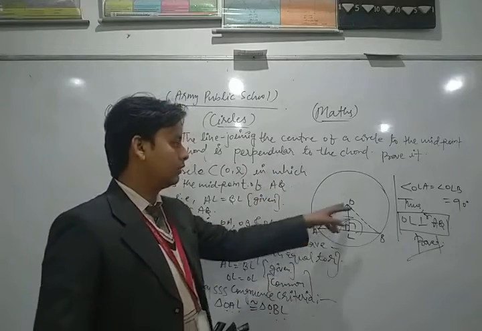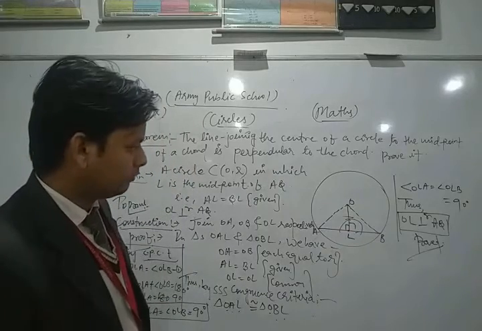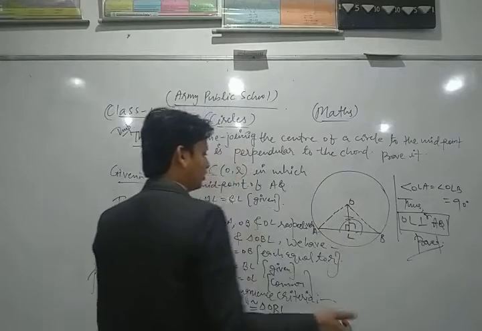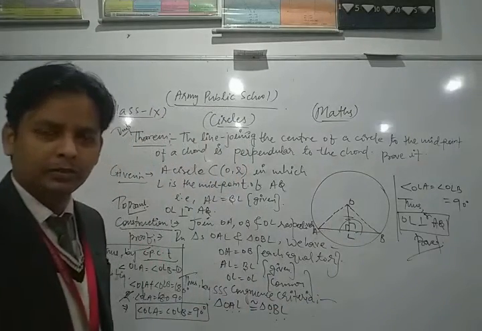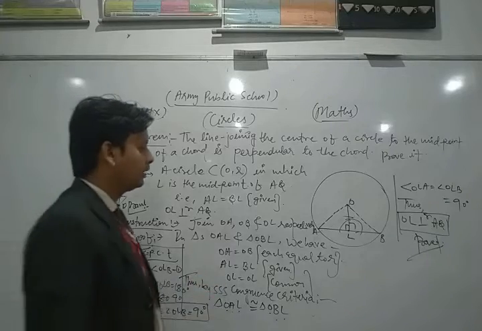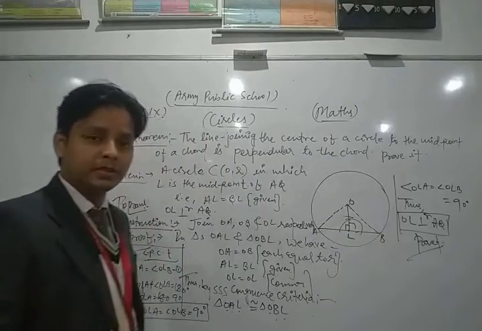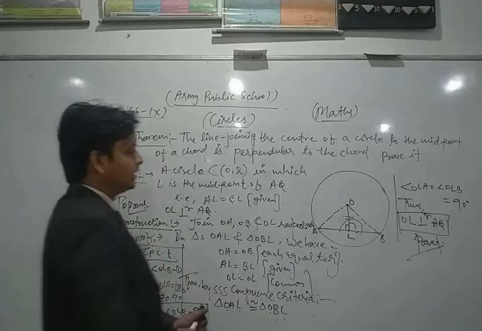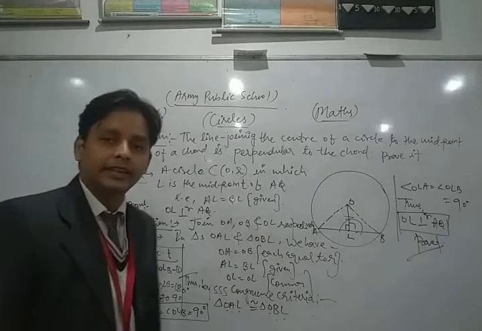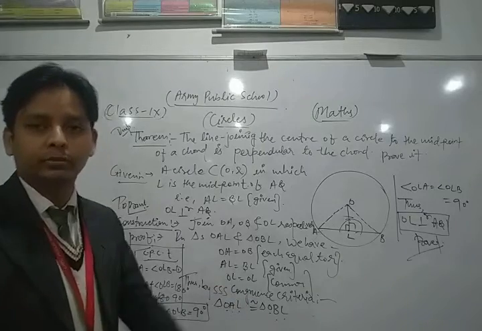So for that we join OA and OB, and first of all we have to show that triangles OAL and OBL are congruent to each other by the help of the congruence criteria. After proving them, we take angle OLA is the same as angle OLB by the concept of CPCT. Now these are a linear pair, so from there we get the sum of OLA and OLB is 180 degrees. In this way we can prove that result, which is very important for you and your upcoming examination.